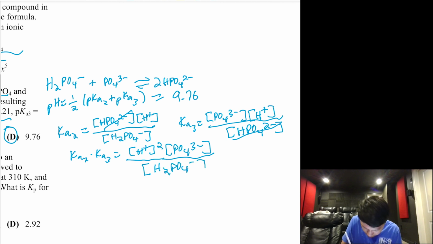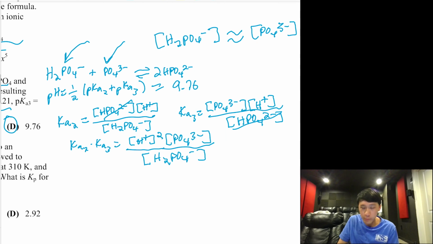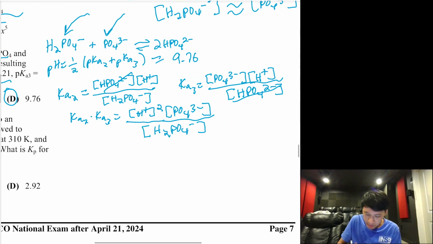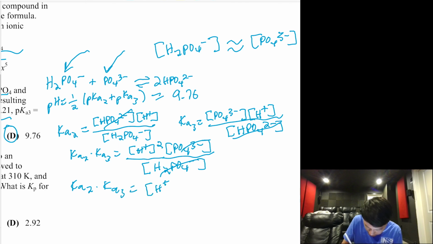H2PO4 minus. Now, what we can do is, based off this reaction stoichiometry, we can assume that the concentration of H2PO4 minus and the concentration of PO4 3 minus are approximately equivalent to each other, because they're added in equal concentrations and volumes, and they react in a 1-to-1 ratio. So we can say that these two are approximately equal, and as such, we can cancel out these two terms. And therefore, we can say that Ka2 times Ka3 is approximately equal to the concentration of H plus squared.